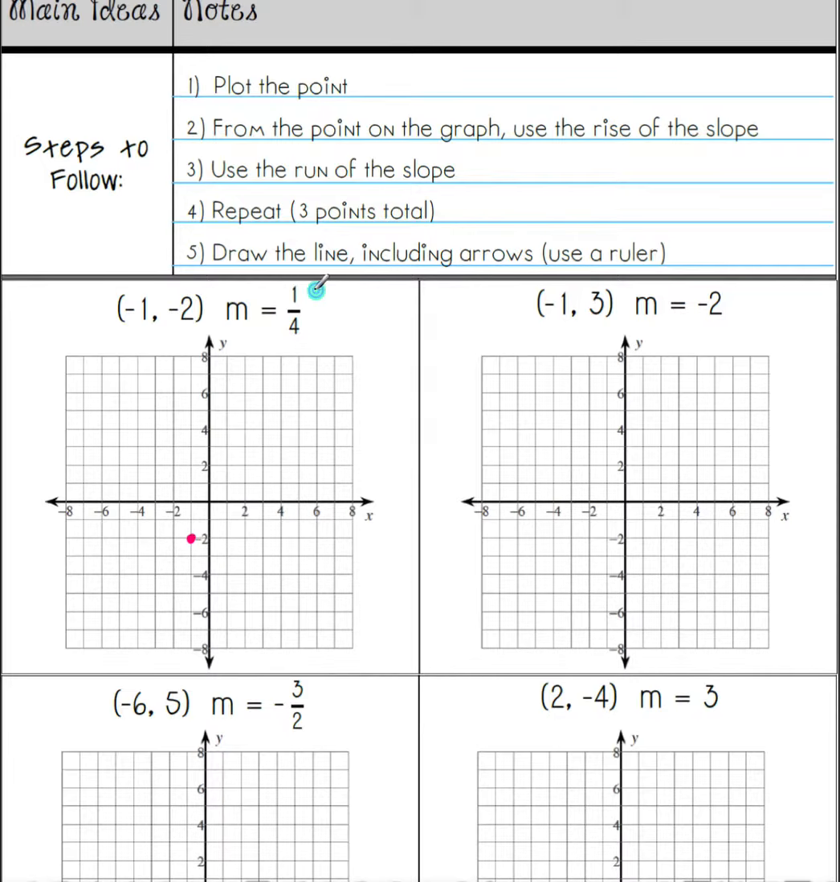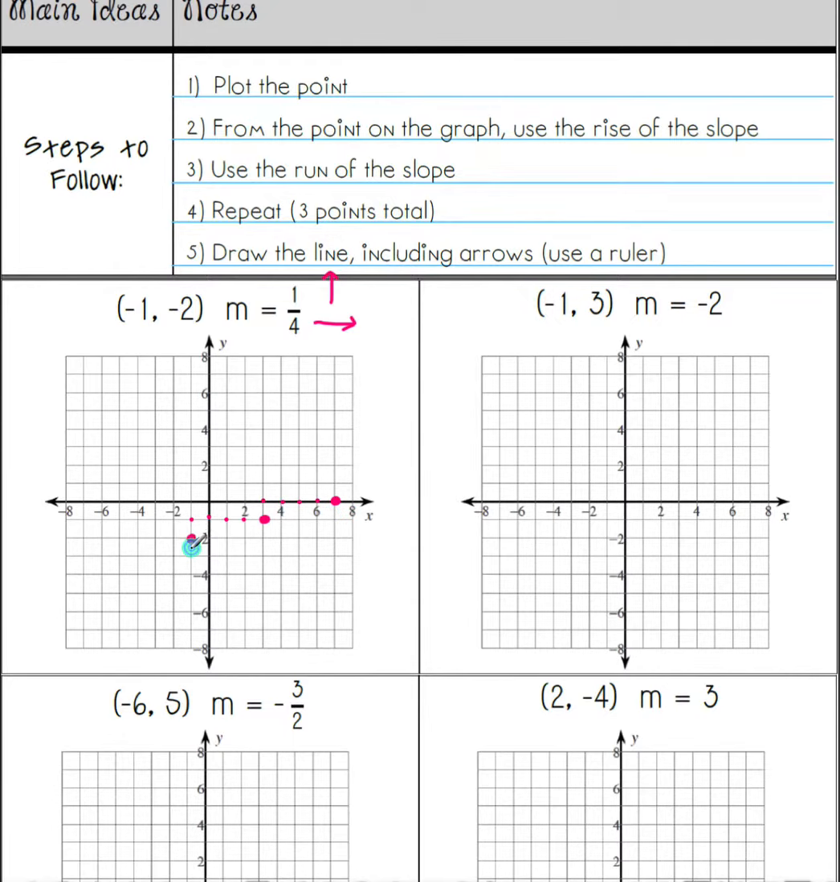So if our rise is 1, then that means we are going to go up 1. And we are always going to be running to the right. So from our point, we are going up 1 and over 4 and making our point, up 1 and over 4 and making our point there. You don't need to write all these other points there. I just am trying to show you where I'm counting.